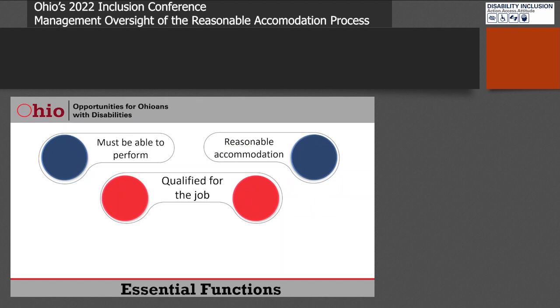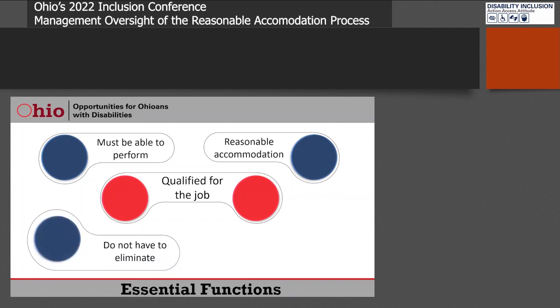An employer does not have to eliminate an essential function as a form of reasonable accommodation, but they do have to consider whether a reasonable accommodation exists to enable the individual to perform the job just as effectively in another way.